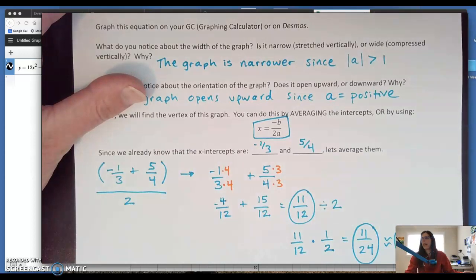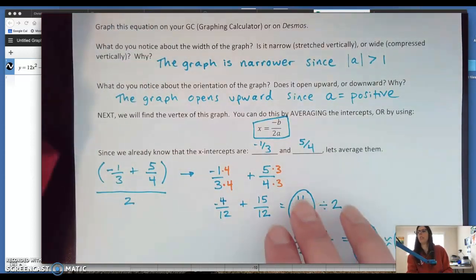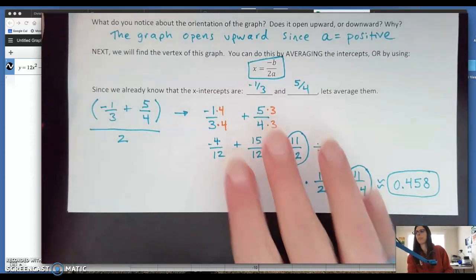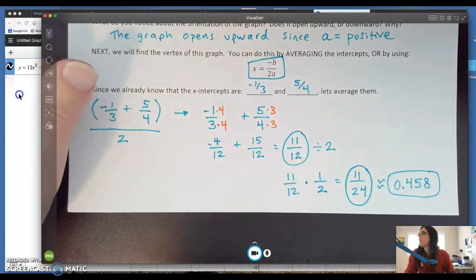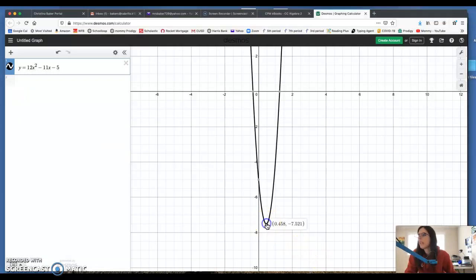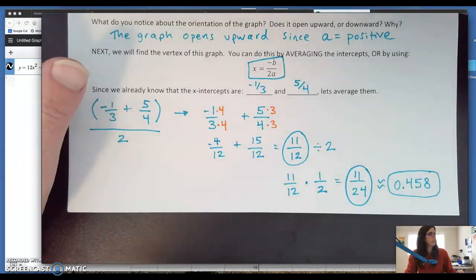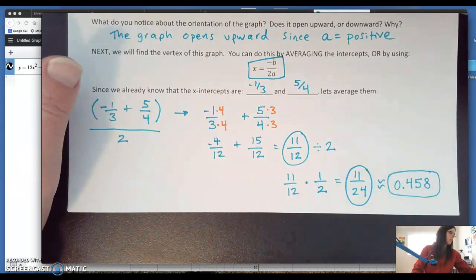Okay, so I'm going to go back to the graph. And we're going to verify that. So the vertex is at 0.458, which is what we wanted to check. So we know we did it right. But how can we show the work to get the vertex, which looks like it's at negative 7.5. Okay, so let me go back, and actually we need the back page of the handout. I'm going to turn that over.